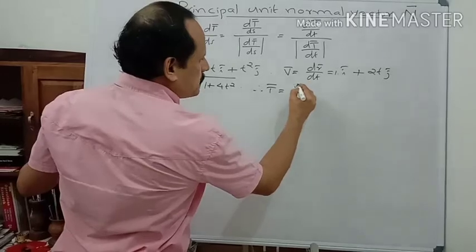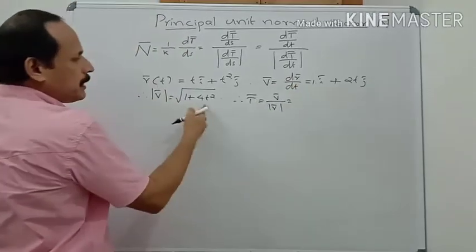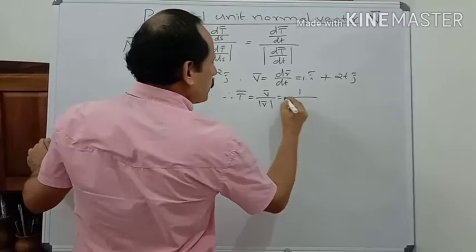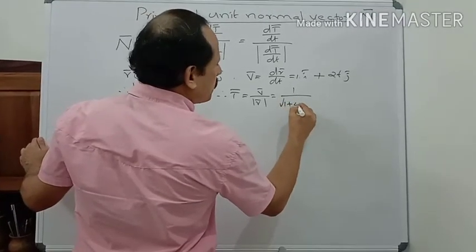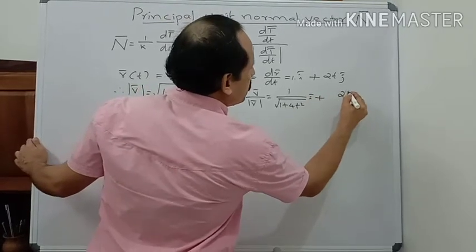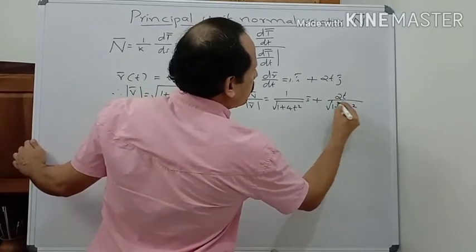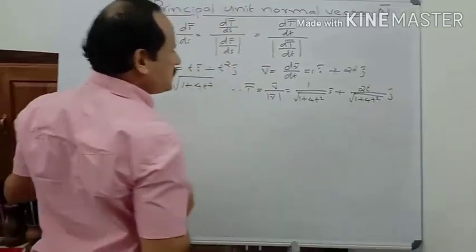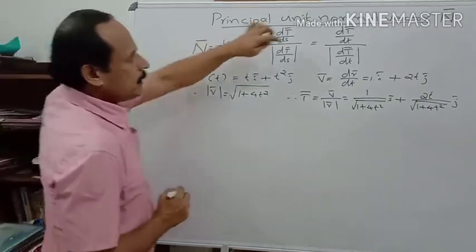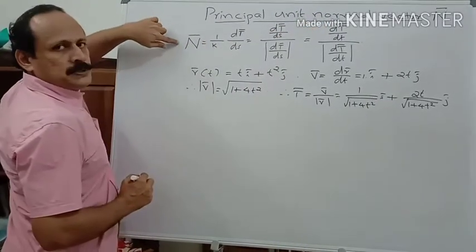It is v bar by mod v bar, equal to this vector by this one. Therefore 1 by root 1 plus 4 t square i bar plus 2t by root 1 plus 4 t square j bar. This is the unit tangent vector. We need dt bar by dt and its modulus to find out n bar.